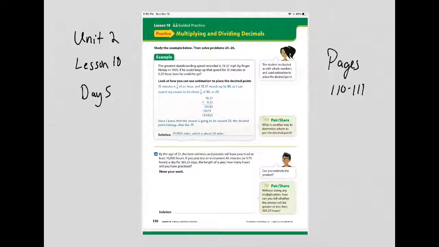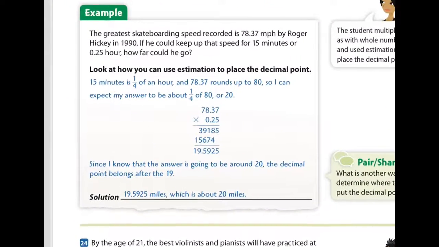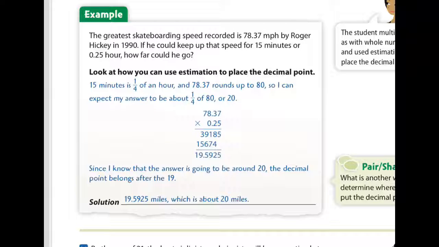Hey, sixth grade. This is lesson 10, day 5, and we have a couple problems we're going to be doing together. Make sure your math book is on page 110, 111, and let's get ready to start. So, first thing we're going to do is I'm going to go over this example with you, and then we're going to have you try some problems.